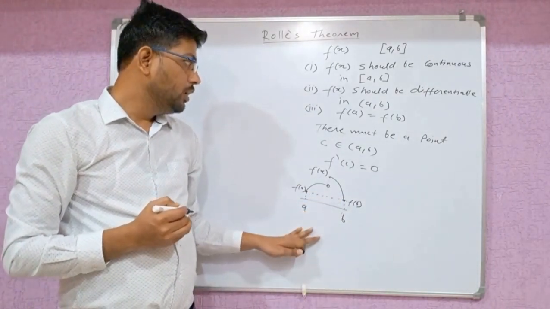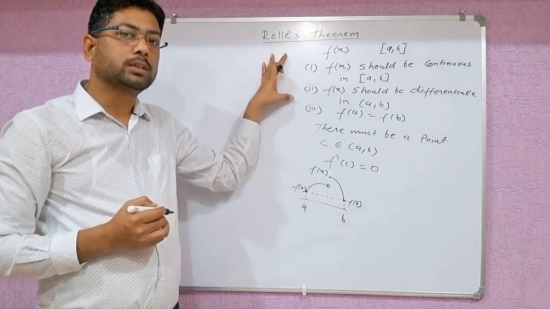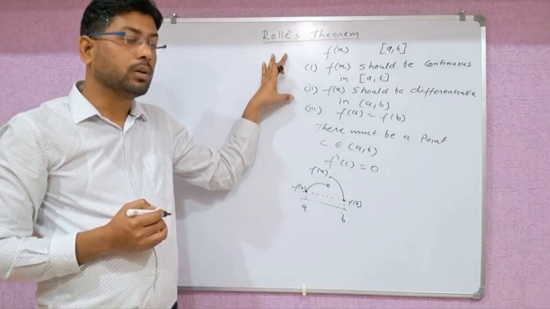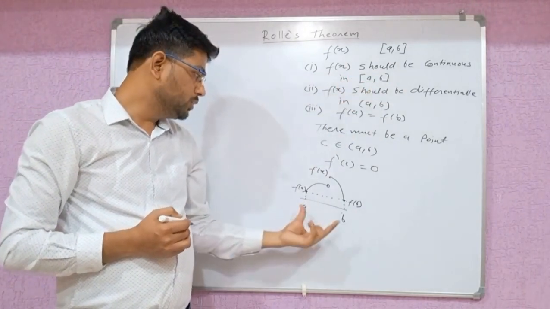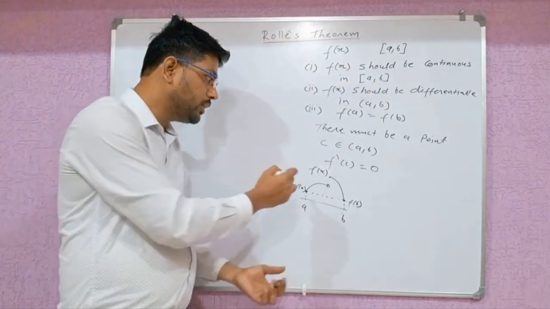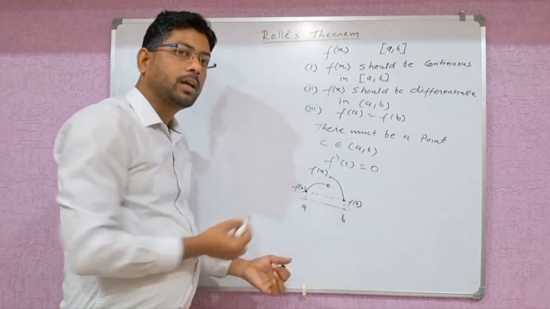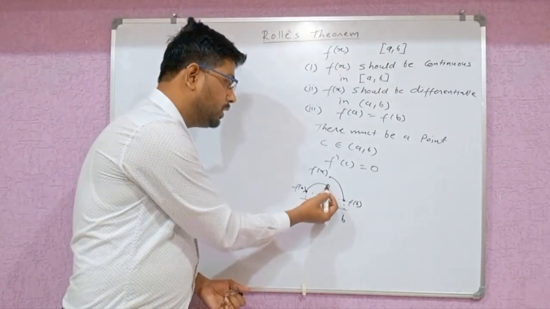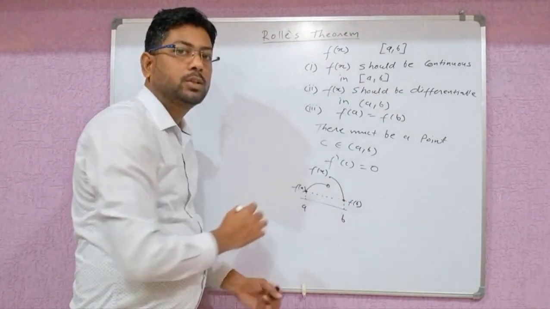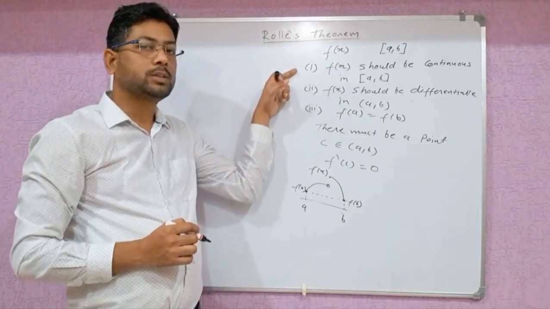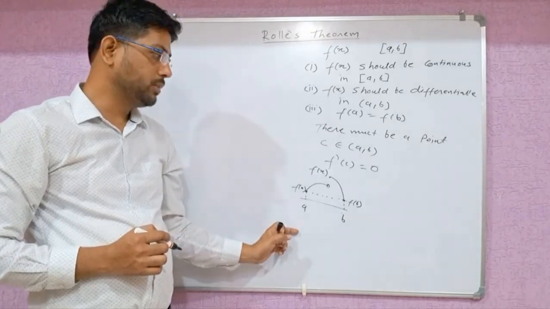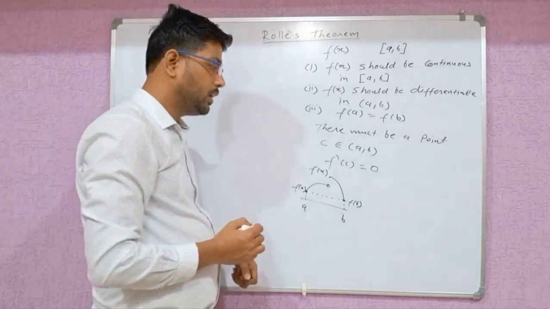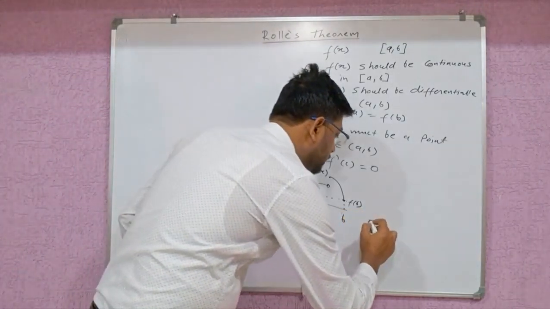Now let's see whether all these three conditions are satisfied here or not. The first condition is f(x) should be continuous in a to b. So this is the interval a to b. In this f(x) should be continuous. But clearly we can see at this point, this f(x) is not continuous. So here the first condition is not satisfied. So we cannot apply Rolle's theorem here in this question. Now see another example.